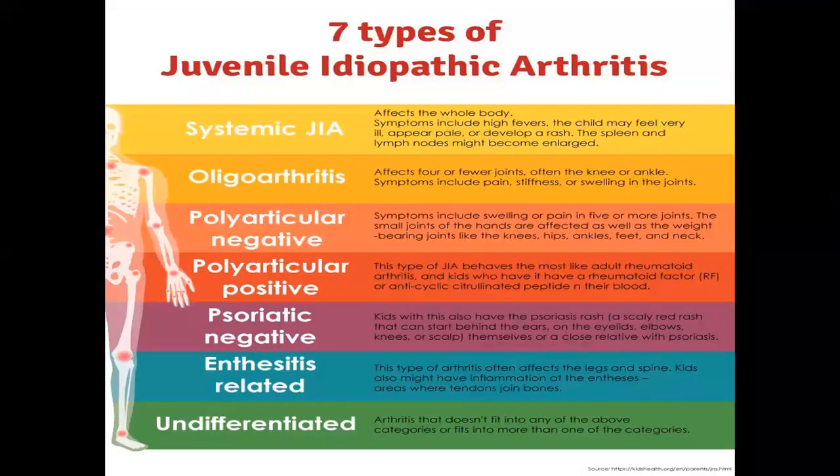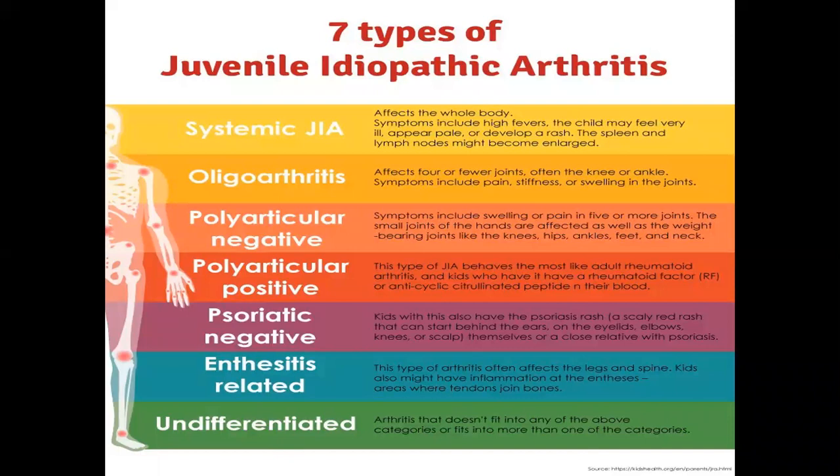There are 7 types of juvenile idiopathic arthritis. Systemic juvenile idiopathic arthritis affects the whole body. Symptoms include high fever. The child may feel very ill or develop a rash. The spleen and lymph nodes may become enlarged. Oligoarthritis involves fewer than 4 joints, often the knee or ankle in the lower limb, and symptoms include pain, stiffness, or swelling in the joint. Then we have polyarticular negative and polyarticular positive.